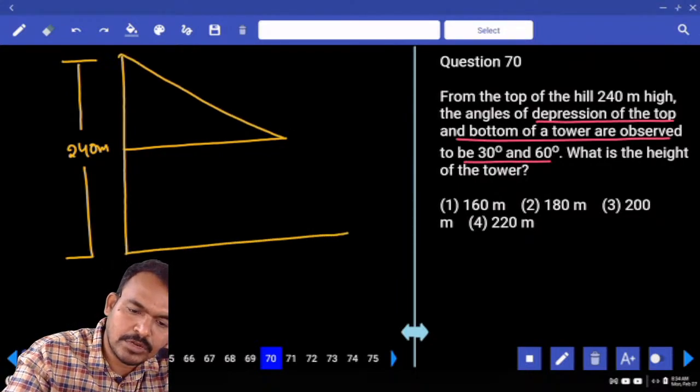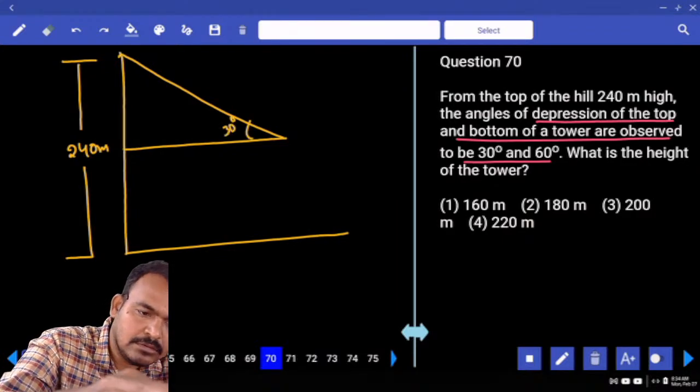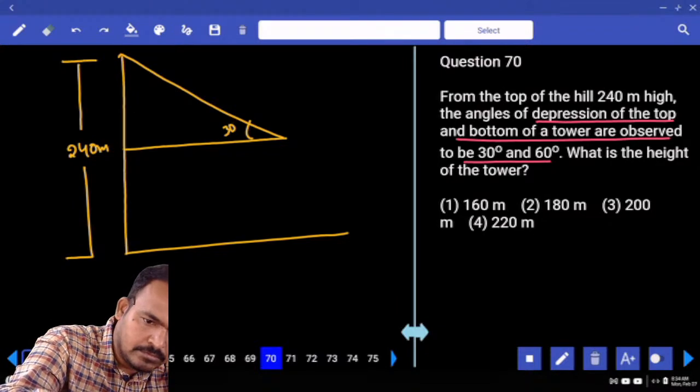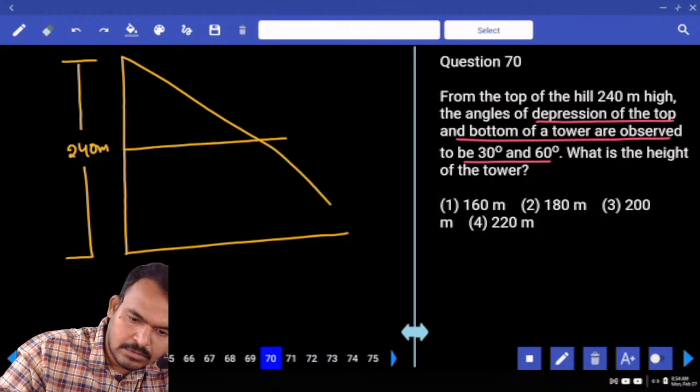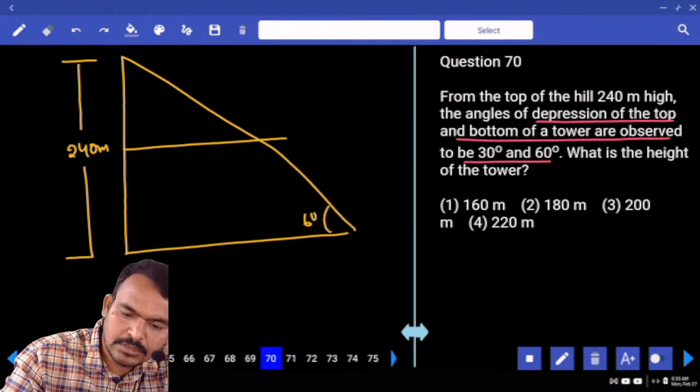First one, this is how many degrees? 30 degrees. Another one, this is how many degrees? 60.